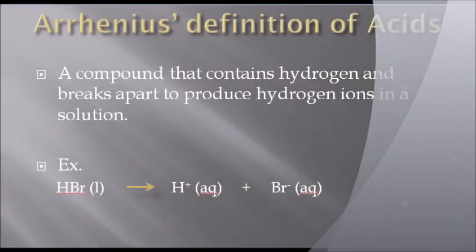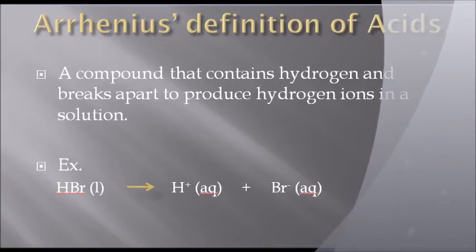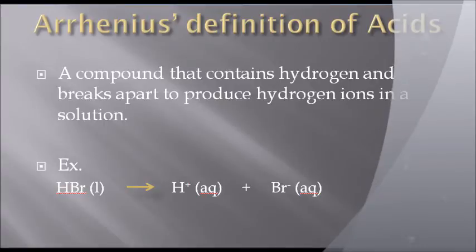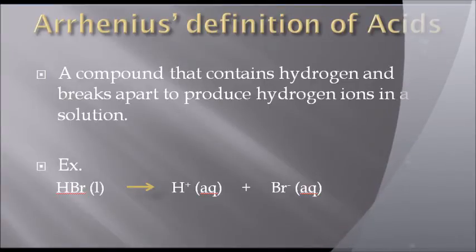In Arrhenius' definition, a compound that contains hydrogen and, when broken apart, produces hydrogen ions in an aqueous solution is considered to be an acid. An example would be HBr, hydrobromic acid, which when broken down is a hydrogen ion and a bromine ion. Another example would be HCl, hydrochloric acid. When broken down, it becomes a hydrogen ion and a chlorine ion.